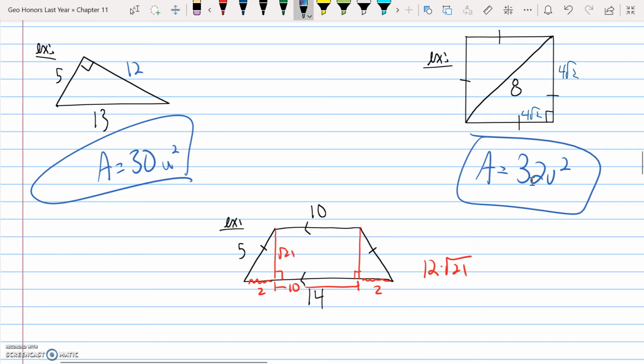Another way you could do this one is recognize that a square is a type of rhombus. And in a square, the two diagonals are equal to each other. So you could do 1/2 times diagonal 1 times diagonal 2. That would be 1/2 times 8 times 8, which is also 32.